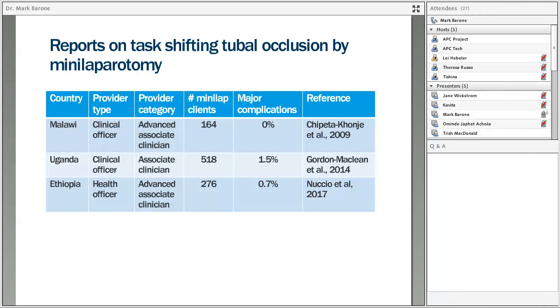I want to highlight 3 more recent studies from sub-Saharan Africa which have looked at task shifting, specifically occlusion by mini-laparotomy conducted by non-physicians. Two of the studies, as you can see here on the slide, involved advanced associate clinicians, and in the third, the one in Uganda, the providers were associate clinicians. All three were small, and none of them were randomized. However, the results from all three suggest that the non-physicians could perform mini-lap safely.